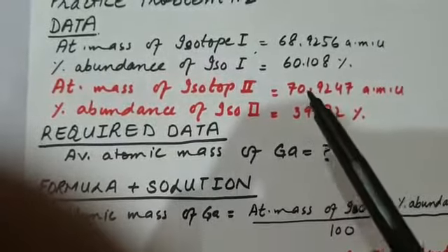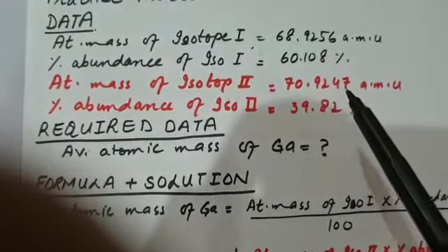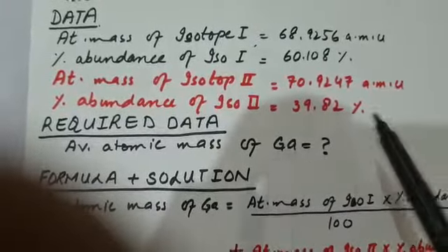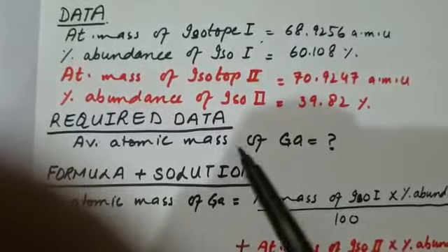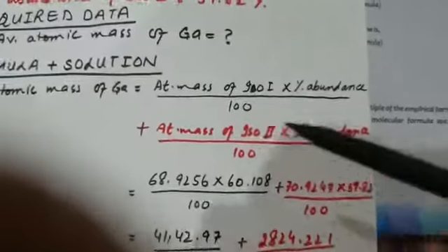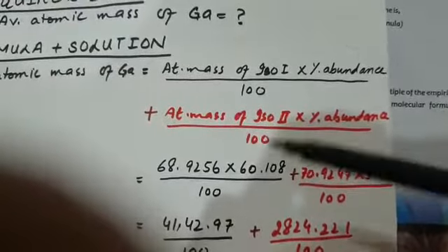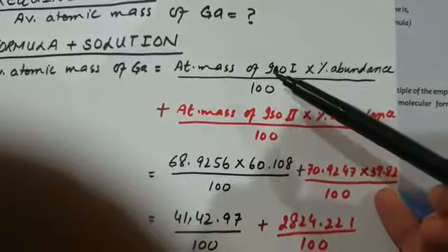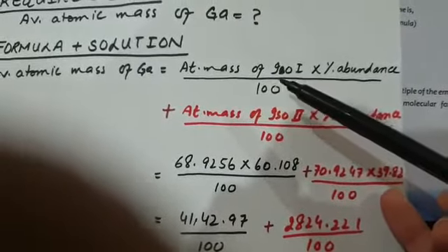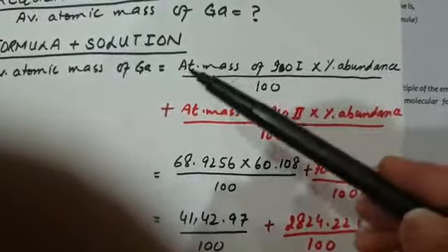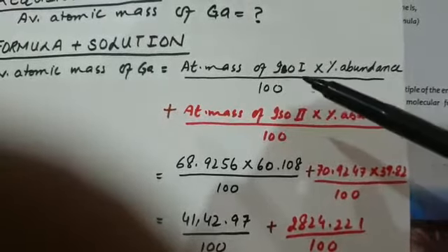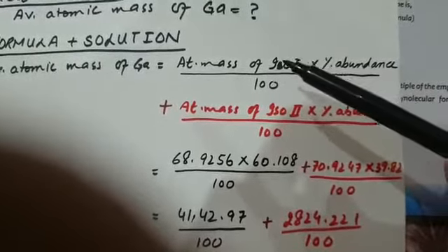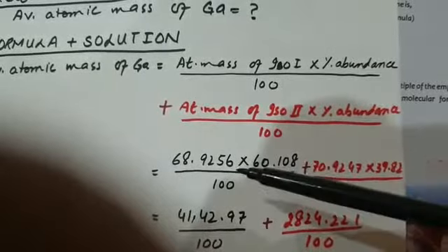So the atomic mass of isotope 2 is 70.9247 AMU. Its percentage abundance is 39.82%. Now what we want to do is calculate the average atomic mass of gallium. Again, it's the same formula which we applied earlier for chlorine. The black part of the formula is for isotope 1 and the other part is for isotope 2. Again, you will put the values in the formula.